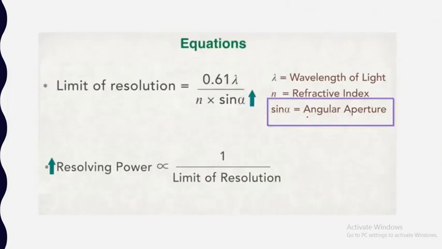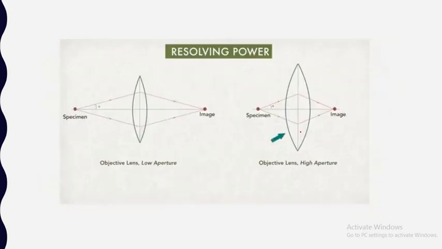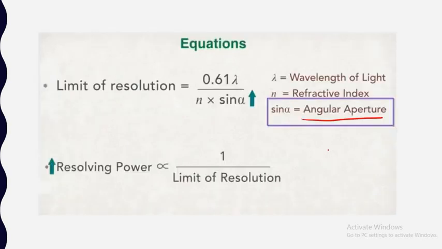So the third one is the angular aperture. What is an angular aperture? It's an angle which is formed between the specimen and the objective lens. You see this one, it's an angular aperture. It's an angle formed between the specimen and the objective lens. So the higher the angular aperture, the better is the resolution.